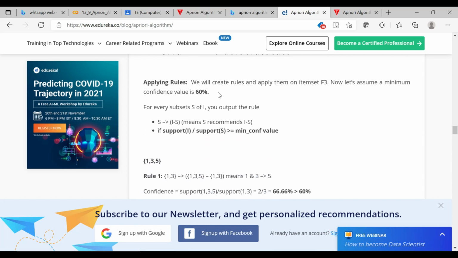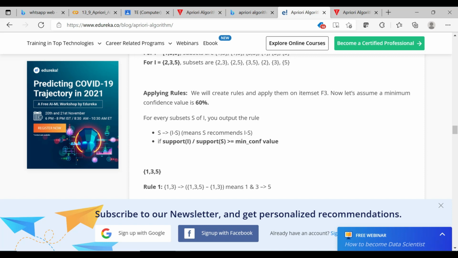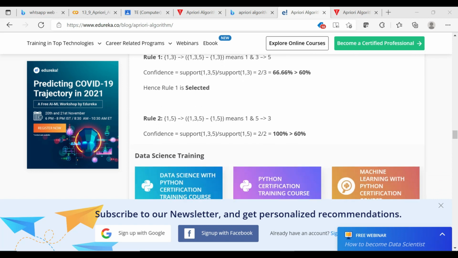Applying a rule, we will create rules and apply them on the item set F3. Now let's assume the minimum confidence value is 60%. For every subset S of I, we output the rule S recommends I minus S, if the support of I divided by the support of S is greater than or equal to the minimum confidence value.